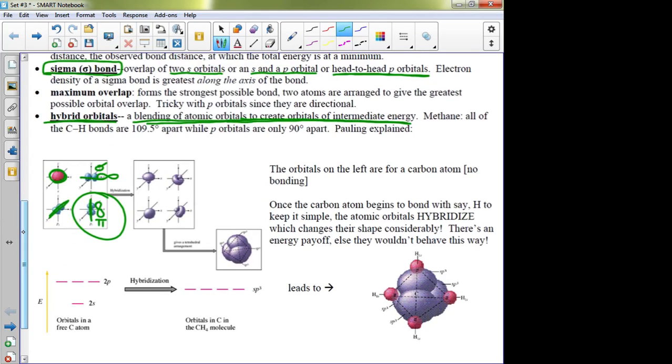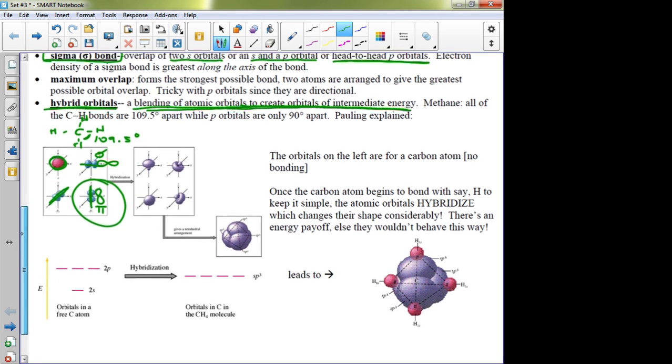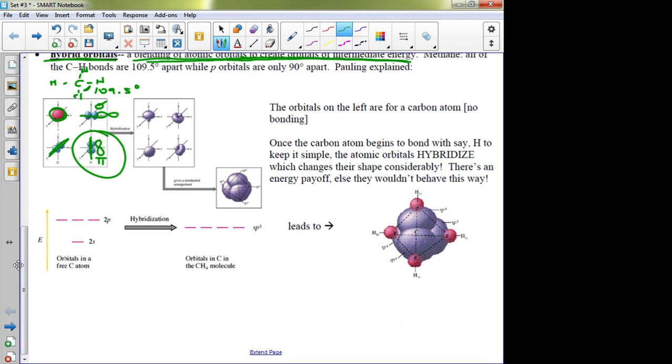Again, we talked about how methane is tetrahedral, so all of these bond angles are 109.5 degrees apart. So that means all of these bond angles are identical. How? Okay? Well, look, here are the orbitals for carbon with no bonding. We have an up, down in the 2s, and we have an up, up in the p, so we've got one orbital that doesn't have any electrons in it, right? One suborbital. You see that?